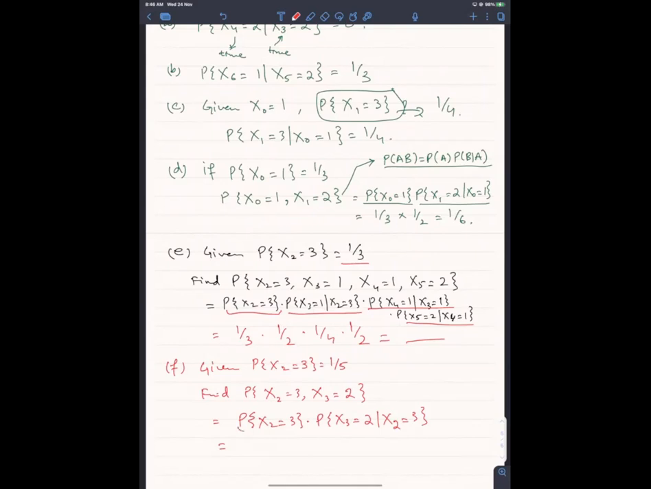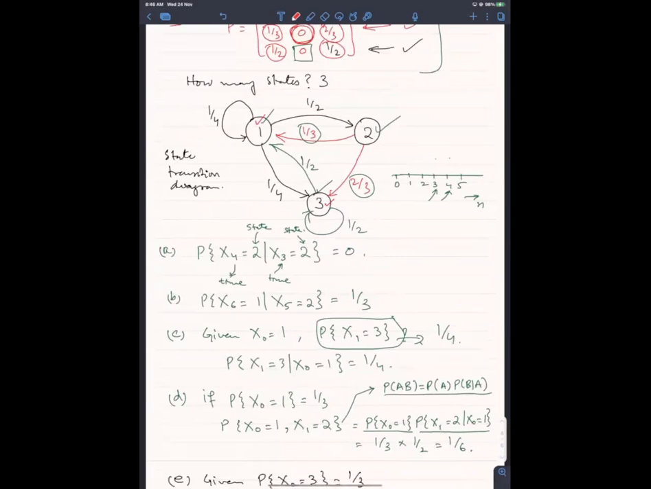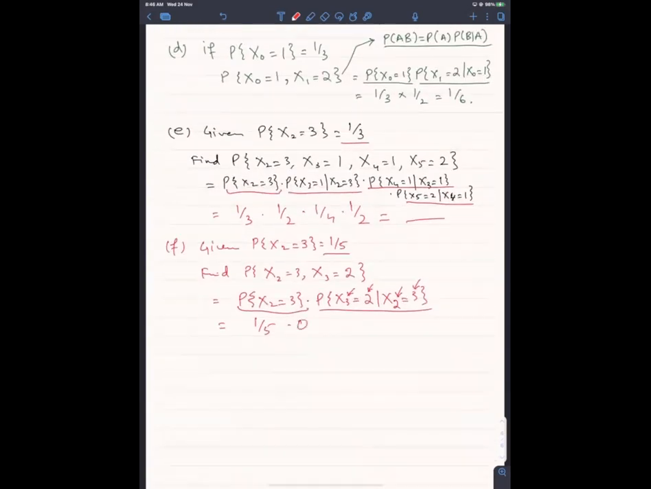Well, x2 is equal to 3. This probability is given to you as 1/5 into the probability x3 is equal to 2 given x2 is equal to 3. That is, at time 3 you go to state 2, when at time 2 you were in state 3. So can you go from state 3 to state 2? No, you cannot go there in one go. So this is 0. This would not be possible.